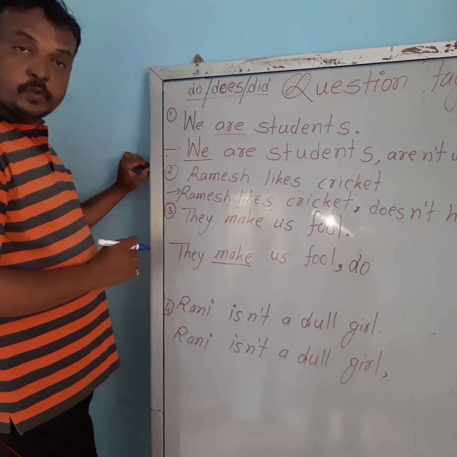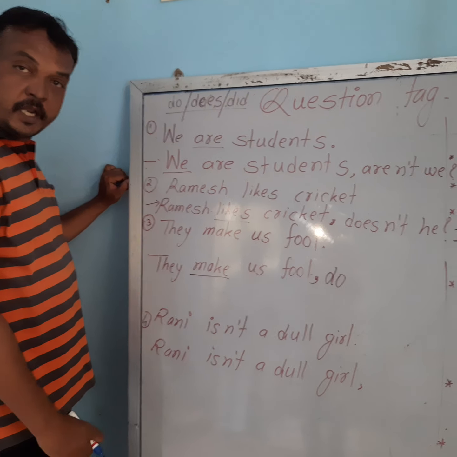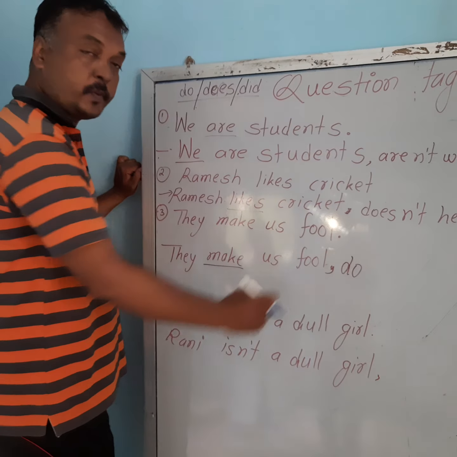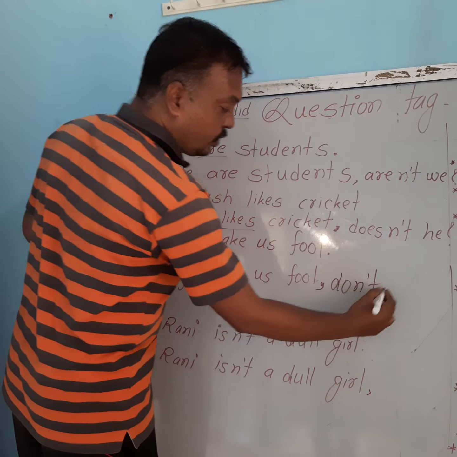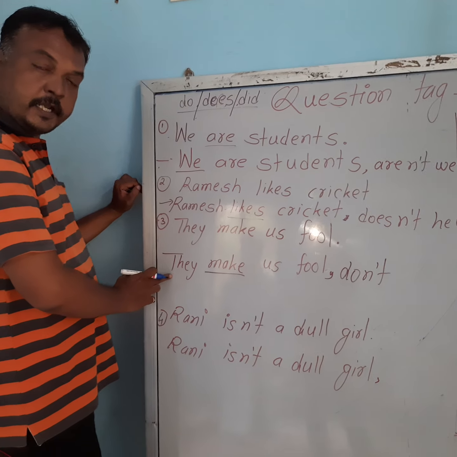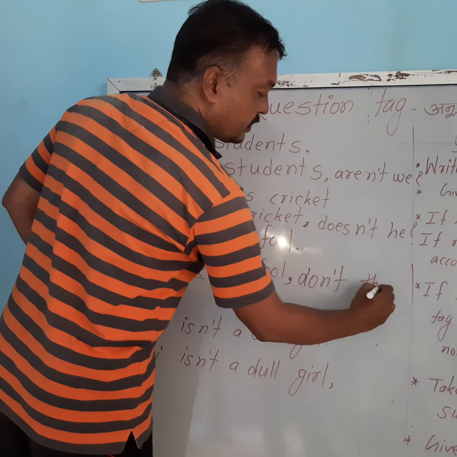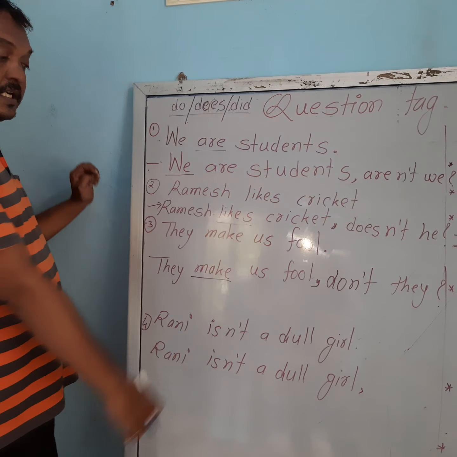There is no negative meaning in the sentence, so we have to make the question tag negative. The sentence is affirmative, so tag should be negative, but again in contracted form. Don't. Take appropriate pronoun for the subject. Already pronoun is there, so they. Question mark.